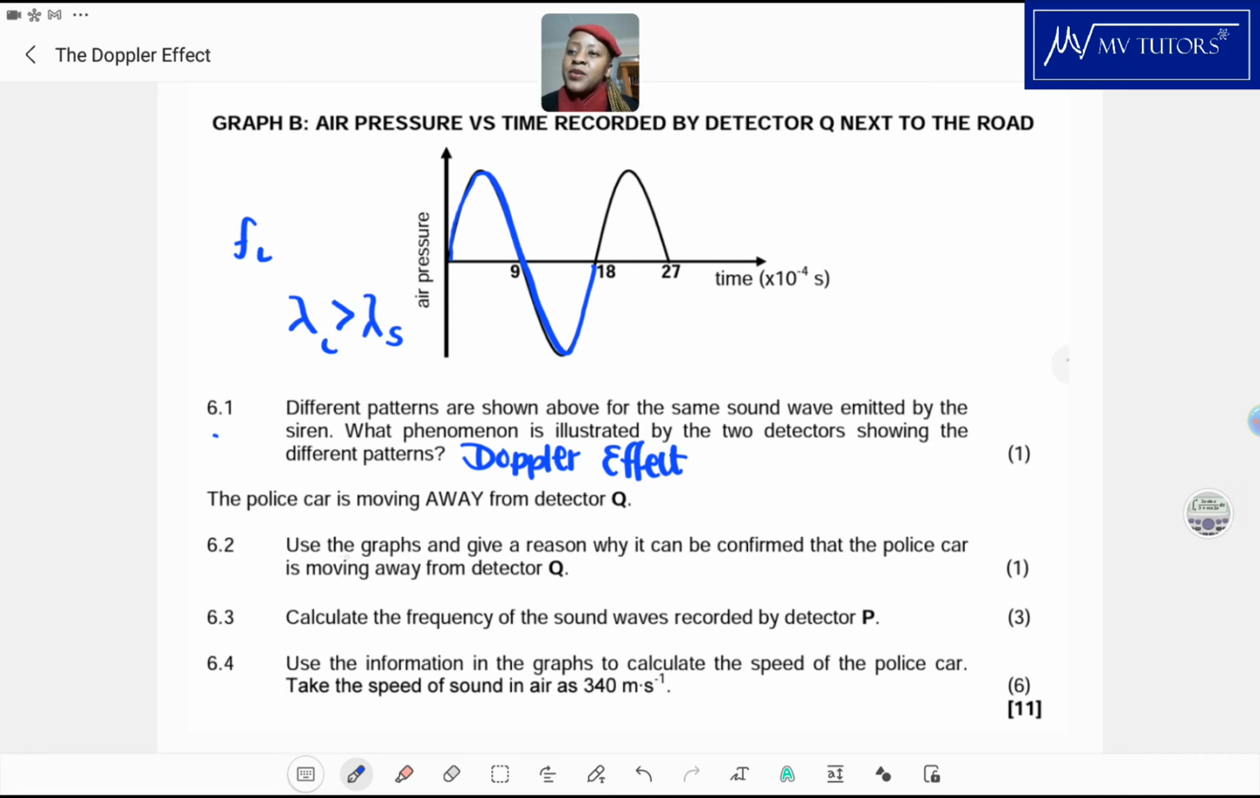Okay, so using the graphs, give a reason. We know that the wavelength of the listener is higher. Therefore, the frequency will be low. Therefore, it's moving away. Okay, you can write it in nicer words.